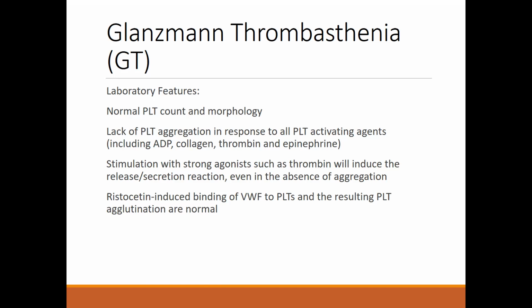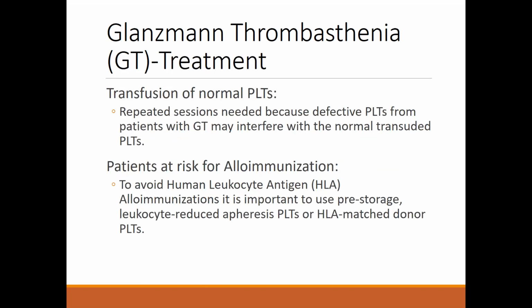Ristocetin induced binding of von Willebrand's factor to platelets and the resulting platelet agglutination are normal in this particular condition. So ristocetin induced binding of von Willebrand's to platelets and the resulting platelet agglutination are normal, okay? But we do lack aggregation to the activating agents, the agonists, the platelet activating agents, such as ADP, collagen, thrombin, and epinephrine. Okay, so this is a bleeding disorder.